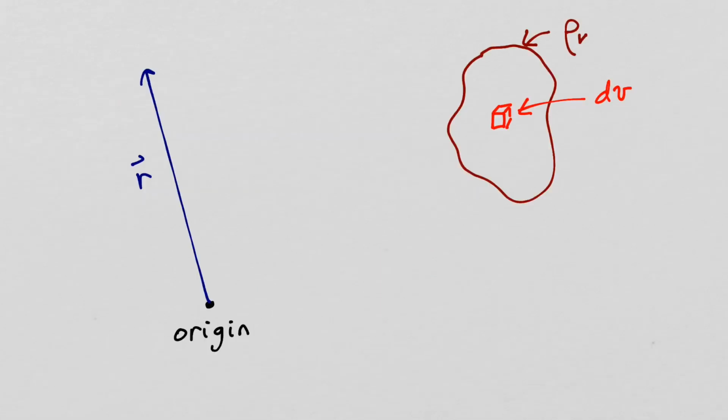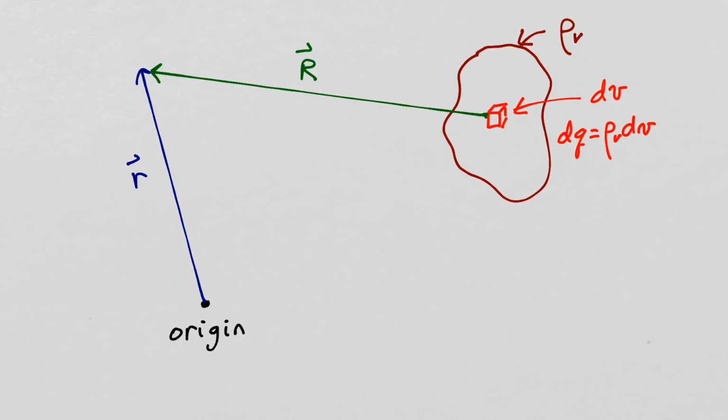If we look at a differential volume inside our charge distribution, there is some charge associated with that differential volume. That charge will be the volume charge density times our differential volume. So we can treat this as a point charge and write the corresponding electric field intensity at position vector r due to this point charge. R is the vector that points from the point charge to where we want to find our electric field intensity.